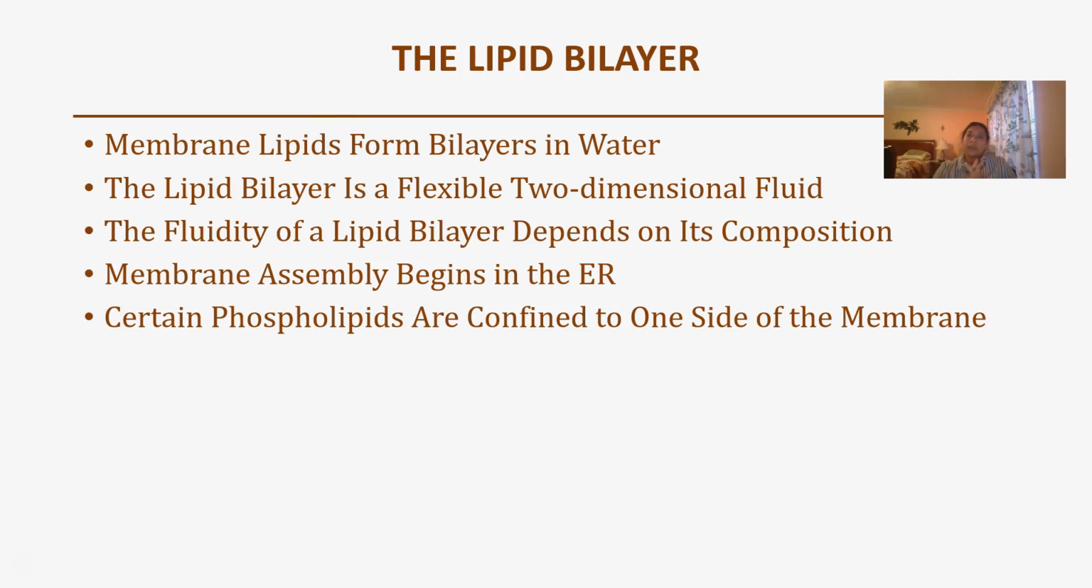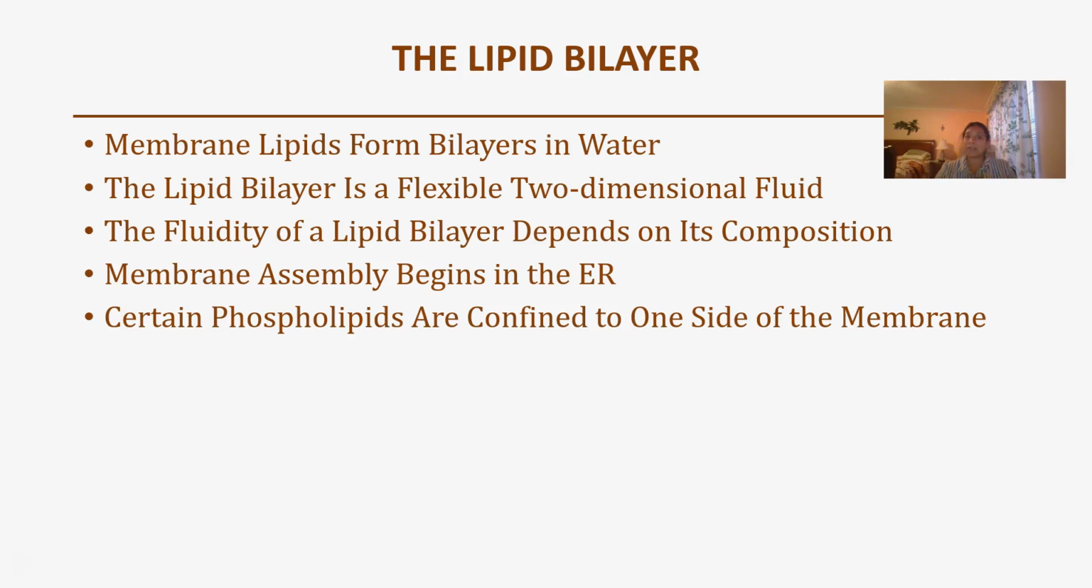Okay, so looking at just the lipid portion of the biological membranes, the membrane lipids form spontaneously into bilayers in water. They are flexible, they are fluid in their two-dimensional space. Their fluidity is dependent upon their composition. That composition includes the length of the hydrocarbon chains, the number of double bonds, how saturated or unsaturated these fatty acid chains are, and finally, the number of cholesterol molecules that are embedded within the membrane.